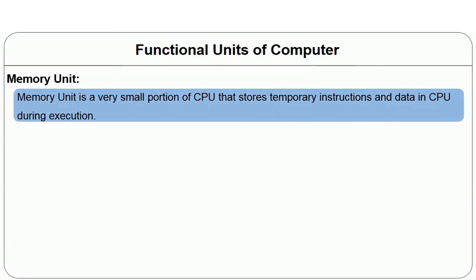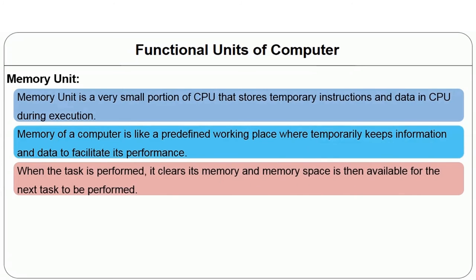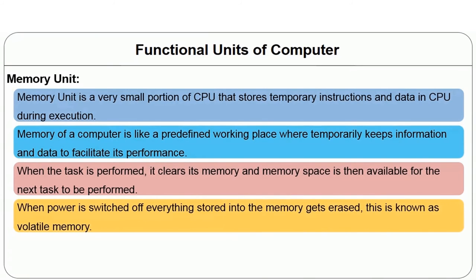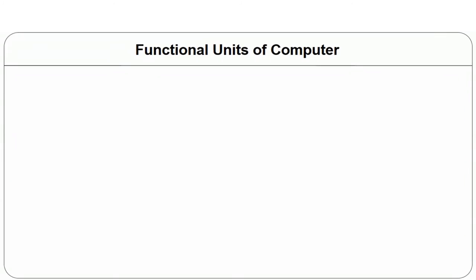Memory unit is a very small portion of CPU that stores temporary instructions and data in CPU during execution. Memory of a computer is like a predefined working place where it temporarily keeps information and data to facilitate its performance. When the task is performed, it clears its memory and memory space is then available for next task to be performed. When power is switched off, everything stored into the memory gets erased. This is known as volatile memory. If memory doesn't get erased when power is off, then it is known as non-volatile memory.